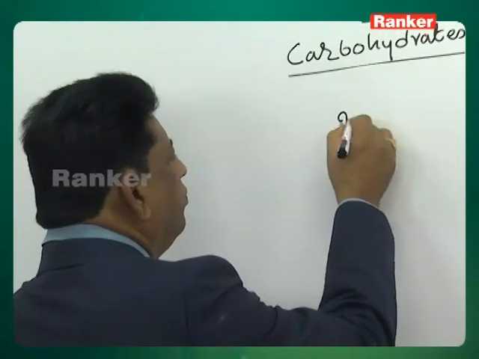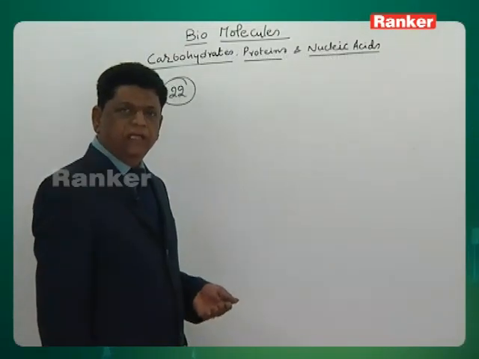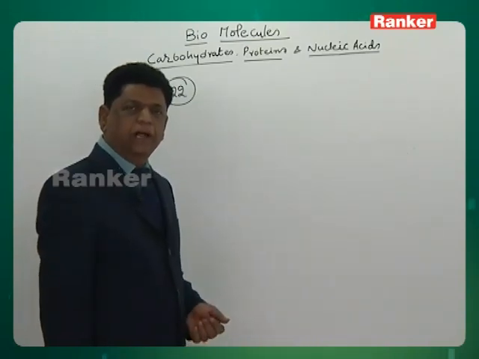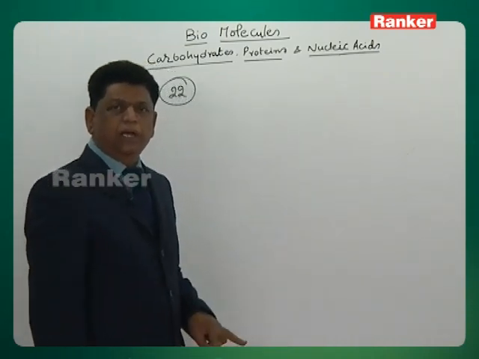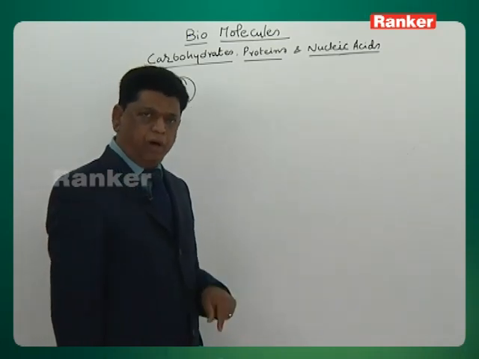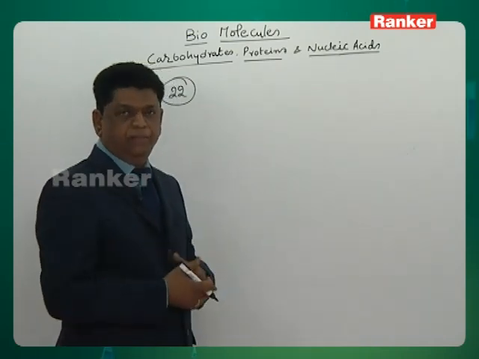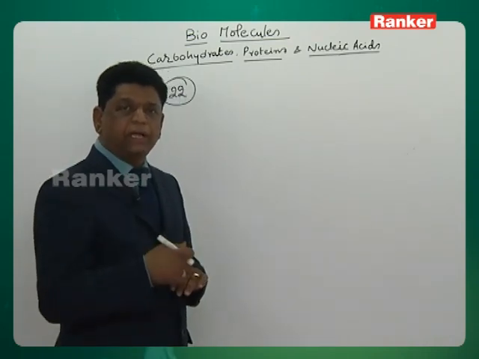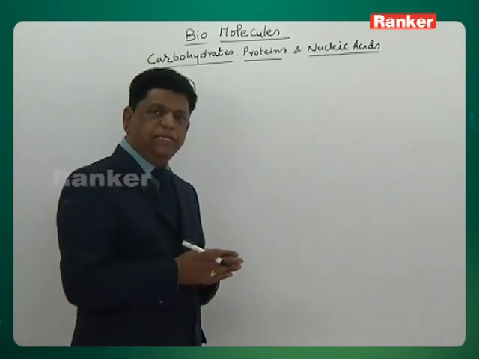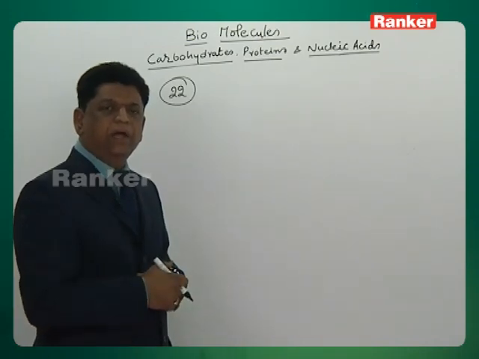Question number 22. Which one of the following is a non-reducing sugar? That is a sugar that, when you add either Tollens' or Fehling's reagent, gives no reaction. Such carbohydrates are called non-reducing sugars. You may observe a non-reducing sugar in cases where the carbonyl compound is in the ketone form or, specifically, a keto group in the cyclic formation comes into hemiacetal form. That hemiacetal OH is linked to the next carbohydrate and it becomes a polymer. Once that glycosidic OH is locked up, the reducing property will not be observed.